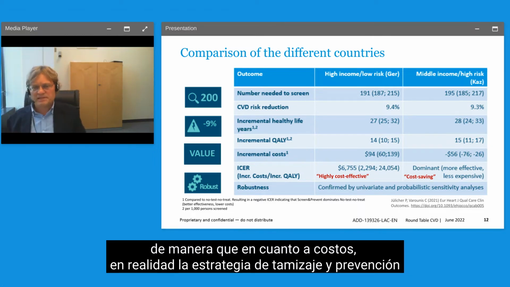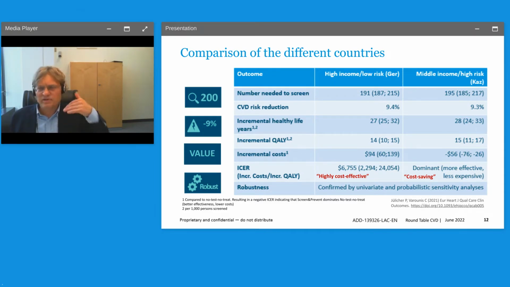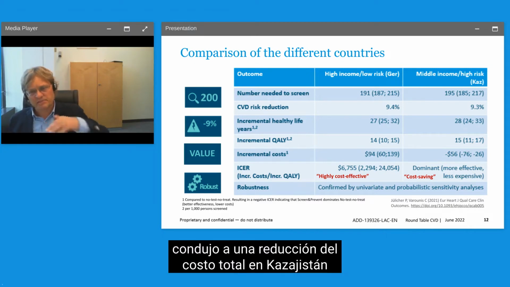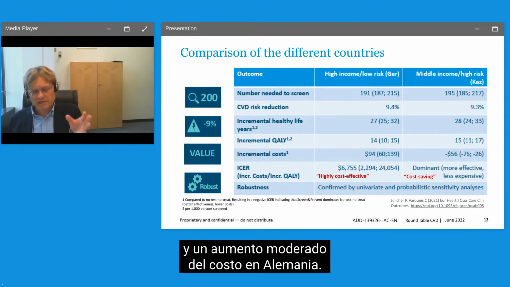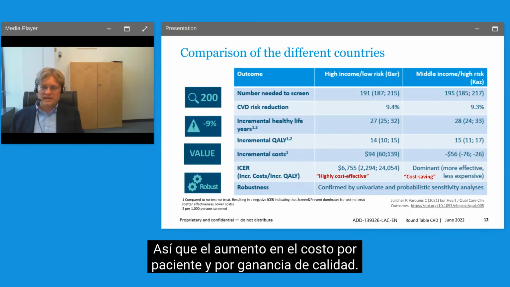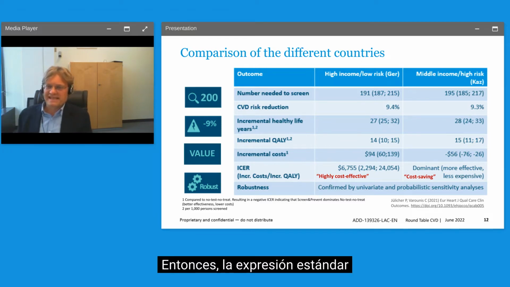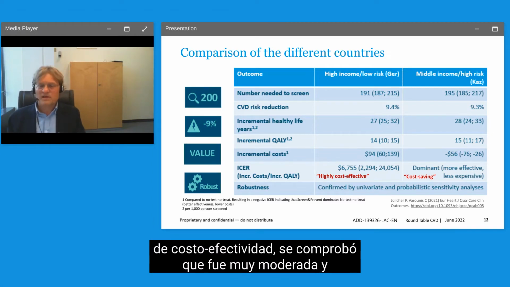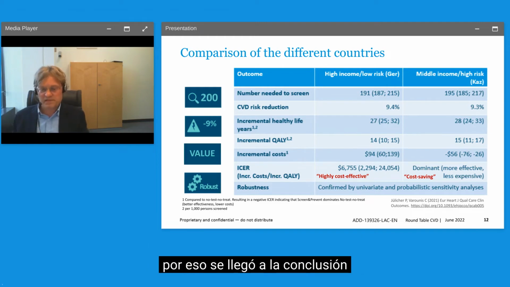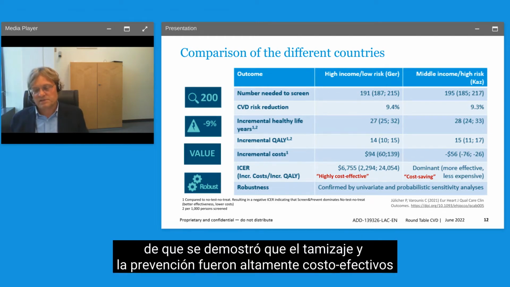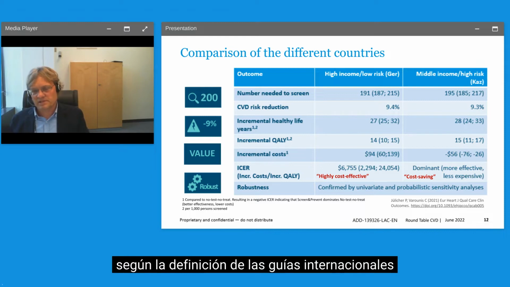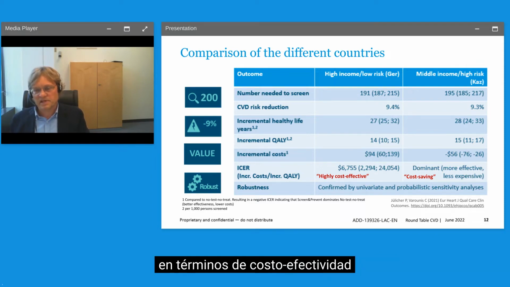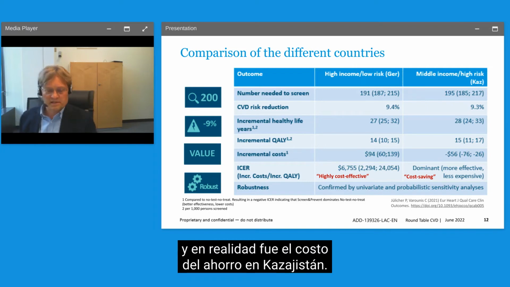So cost-wise, actually, the screen and prevent strategy led to a reduction in total cost in Kazakhstan and a moderate increase in cost in Germany. So the increase in cost per patient and per quality gain, which is the standard expression of cost effectiveness, was proved to be very moderate. And so that's why the conclusion was made that screen and prevent was proved highly cost effective by the definition of international guidelines in terms of cost effectiveness. And it was actually cost saving in Kazakhstan.